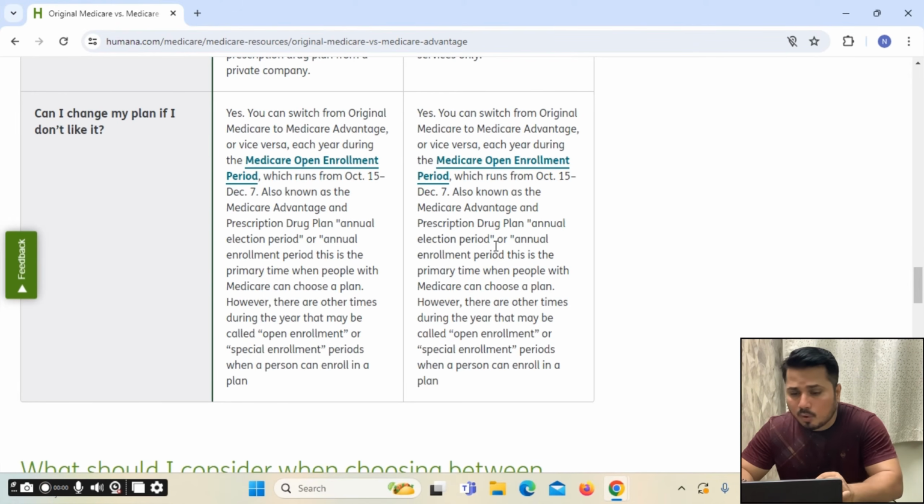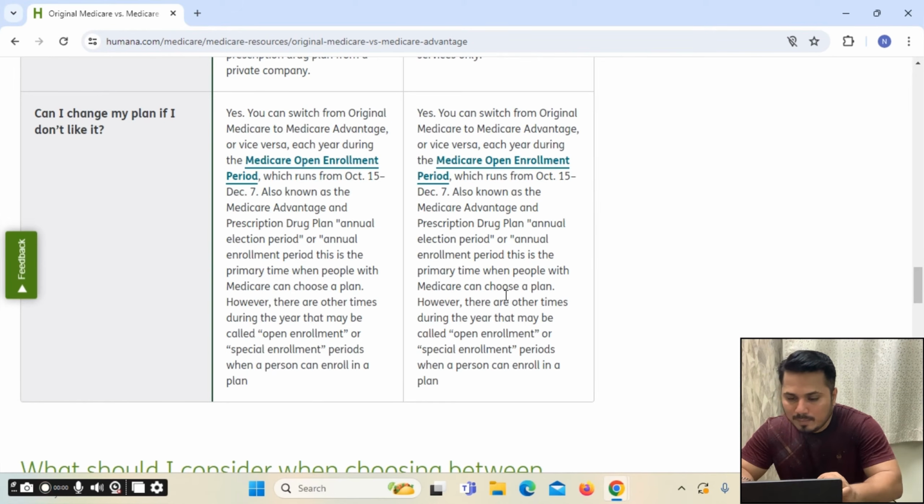All right. Now, let's come to this part. Yes, you can switch from original Medicare to Medicare Advantage or vice versa each year during the Medicare open enrollment period, which runs from October 15th to December 7th, also known as the Medicare Advantage and Prescription Drug Plan annual election period or annual enrollment period.